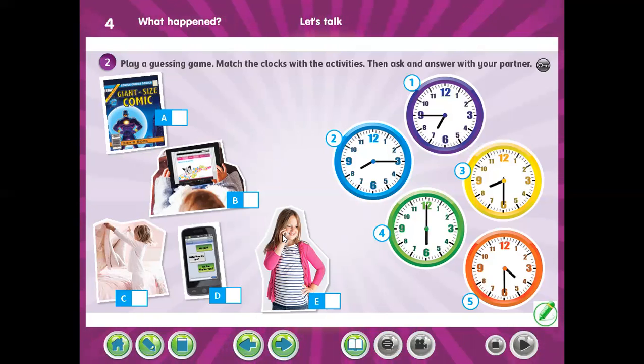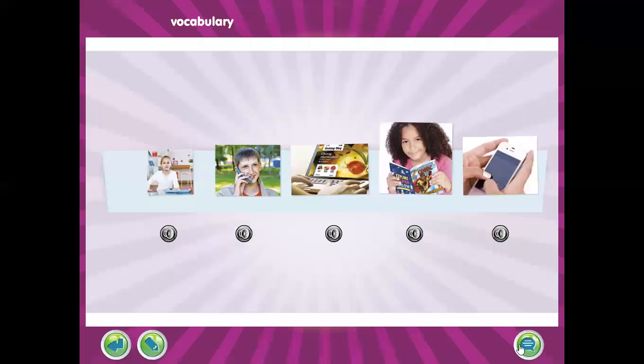Picture E. Look at the picture E. What action is this? Talk on the phone. Talk on the phone. Very good. Repeat, please. Repeat, everybody.